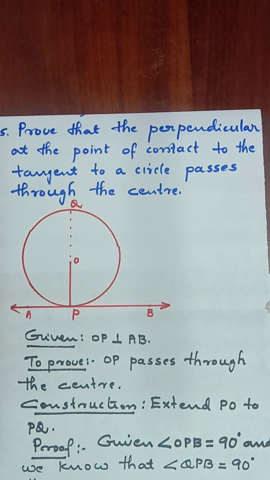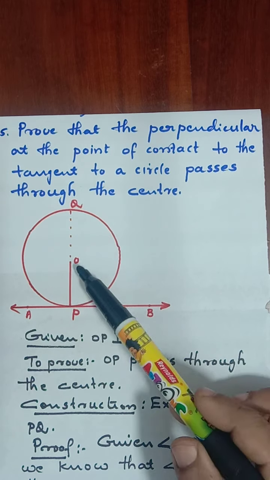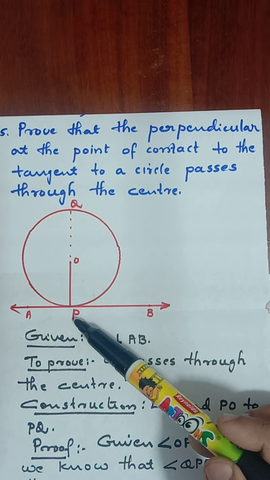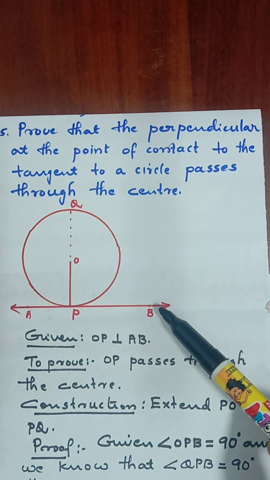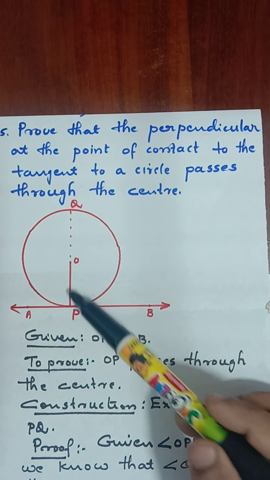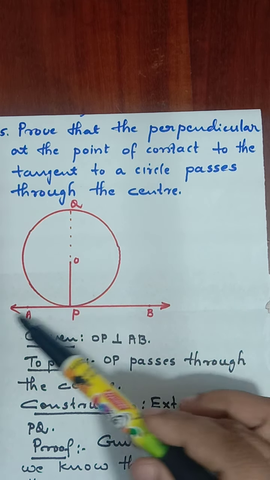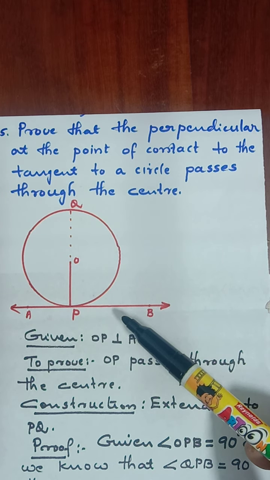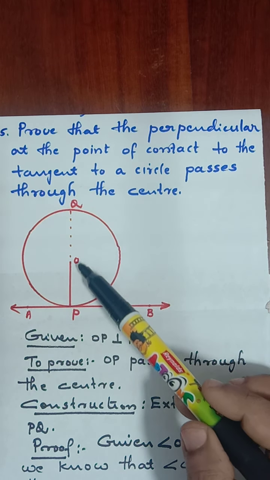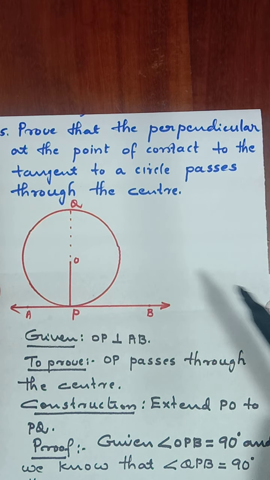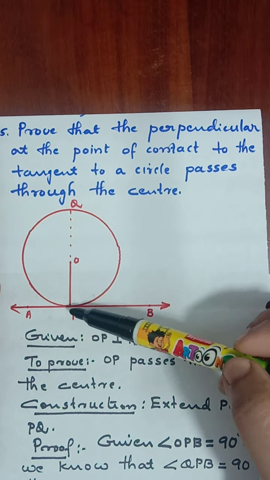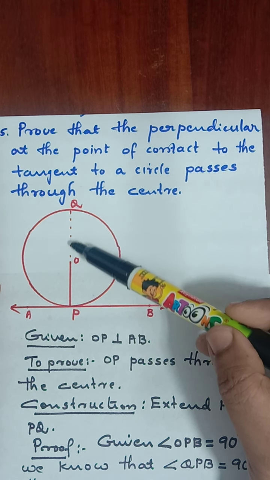This is today's last question. Fifth one: prove that the perpendicular at the point of contact to the tangent to a circle passes through the center. So given a perpendicular OP at the point of contact P to the tangent to the circle. So we are given OP perpendicular to AB, that is, the radius perpendicular to the tangent is given to us. We have to prove that this OP passes through the center.